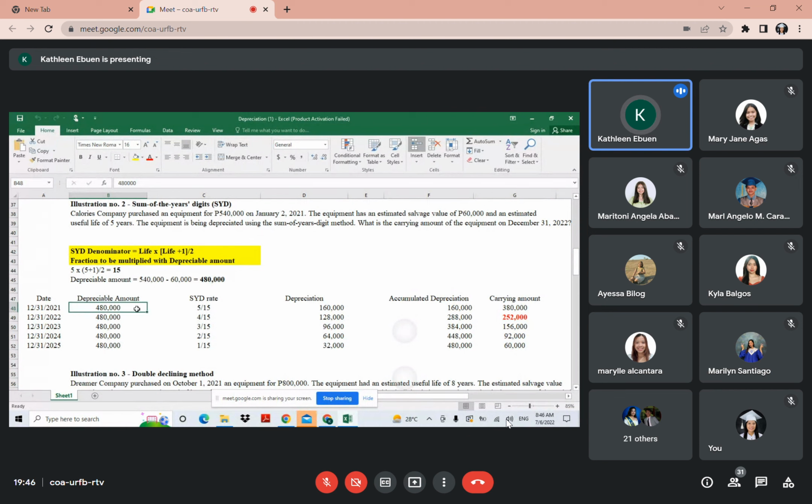So, tinatanong sa atin is December 31, 2022. So, compute pa tayo ng depreciation, 480,000 depreciable amount multiplied by the SYD rate, which is 4 over 15. The depreciation is 128,000. And ang ating accumulated depreciation, we have 288,000. Okay, so therefore, ang carrying amount, 540,000 less accumulated depreciation na 288,000, we get 252,000.